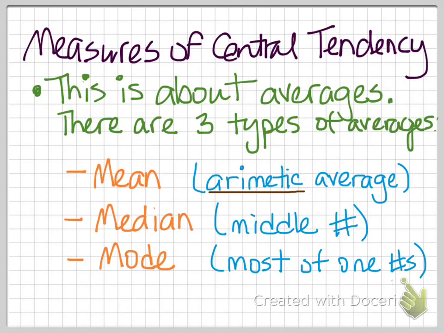Median is finding the middle number. There's no operations required. All you need to do is to be able to list numbers from least to greatest. Mode is just identifying which number in a data set happens the most often.